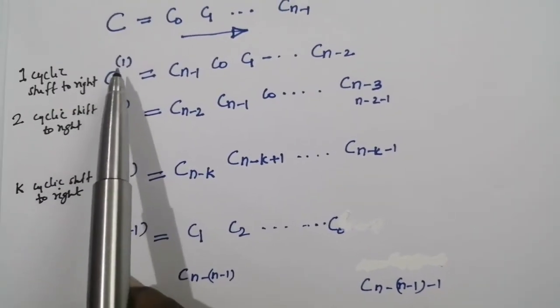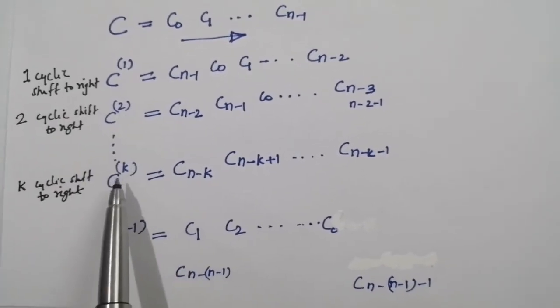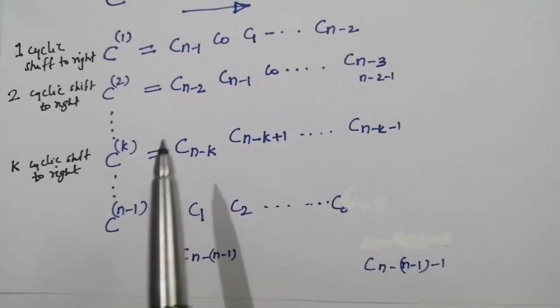So here we can see that C of 1 is one cyclic shift to the right, C of 2 is two cyclic shifts to the right, and C of k is k cyclic shifts to the right. Now what happens if you give one cyclic shift to the left?